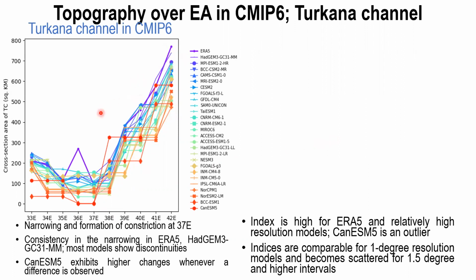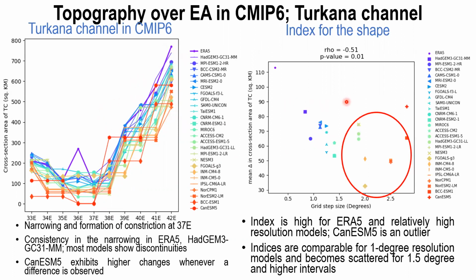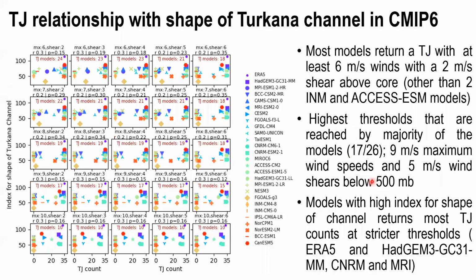So just giving a mean for that, we have an index for the Turkana channel in these different models, which is very high in ERA5 and the relatively high resolution models. But differences begin once the resolution is slightly greater than 1.5 degrees. So again, this is tying up the index with the strength of the TJ.